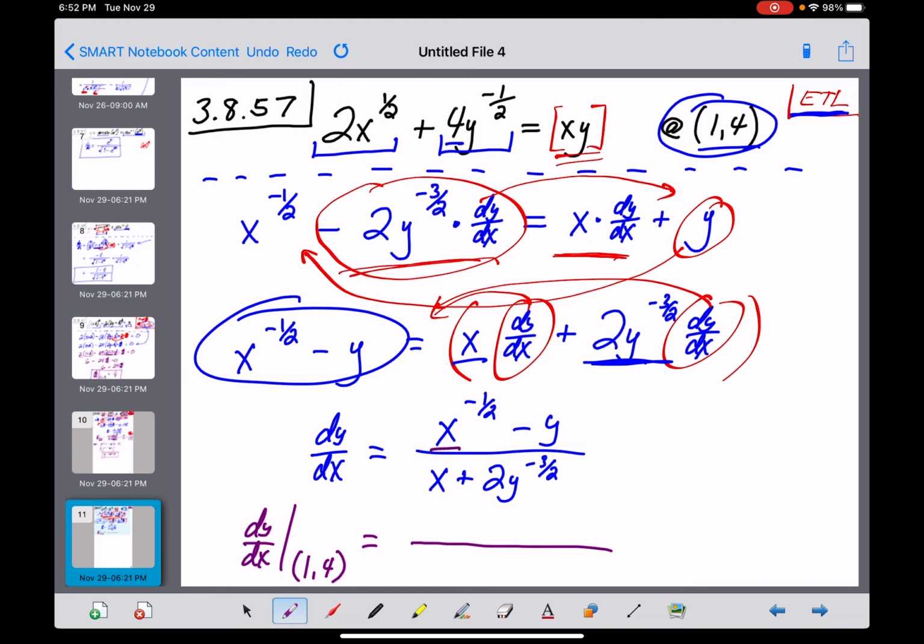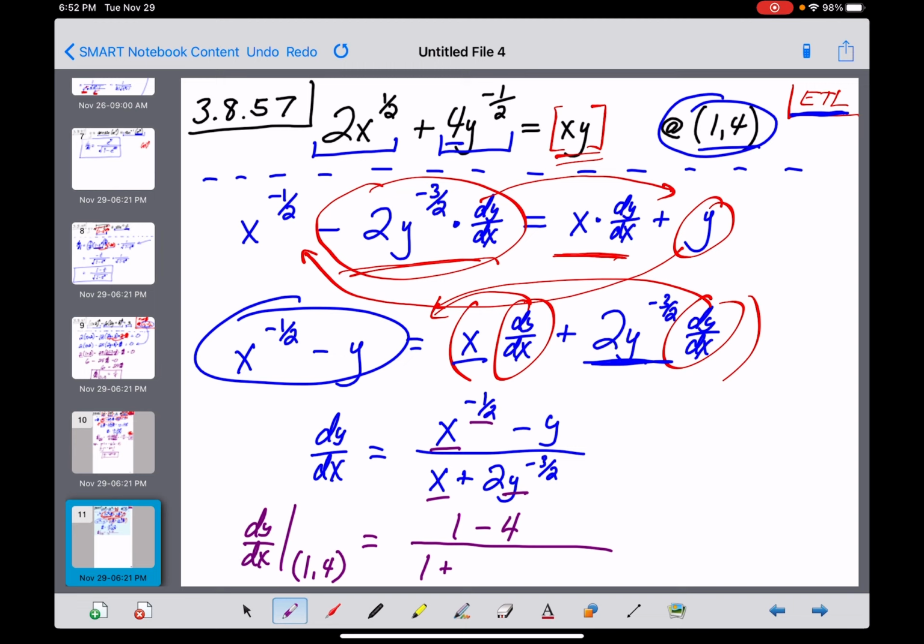We've got a 1 to the negative 1/2 power. Well, 1 to any power is just 1. That was nice. And then minus our y value, which is 4. Then in the denominator, we've got a 1, and then plus, ooh, this could get a little ugly, we've got a 4 to the negative 3/2 power. I don't like where that is right there.